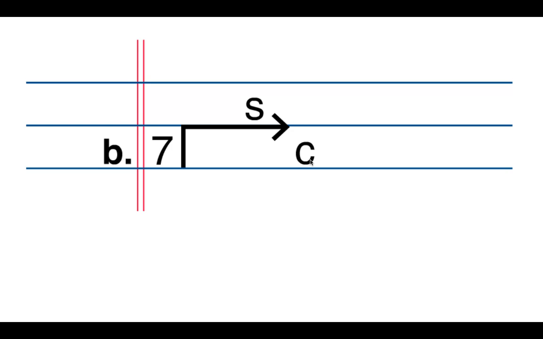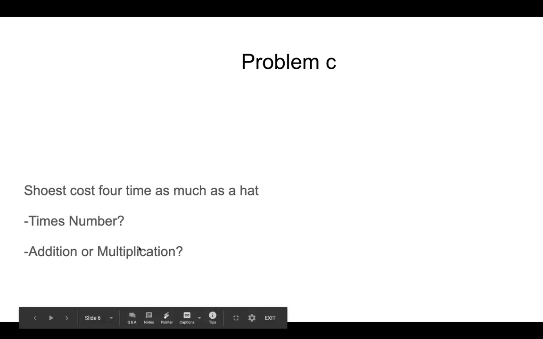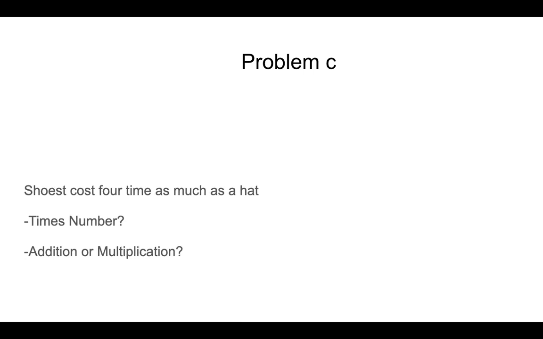All right, now we're going to move on to question 3, problem C. Shoes cost 4 times as much as a hat. Is there a times number in that problem, first off? Yes, there is a times number. The times number is 4. Since we have a times number, is that an addition or multiplication sentence? It is a multiplication problem, which means we're going to draw our multiplication word family.